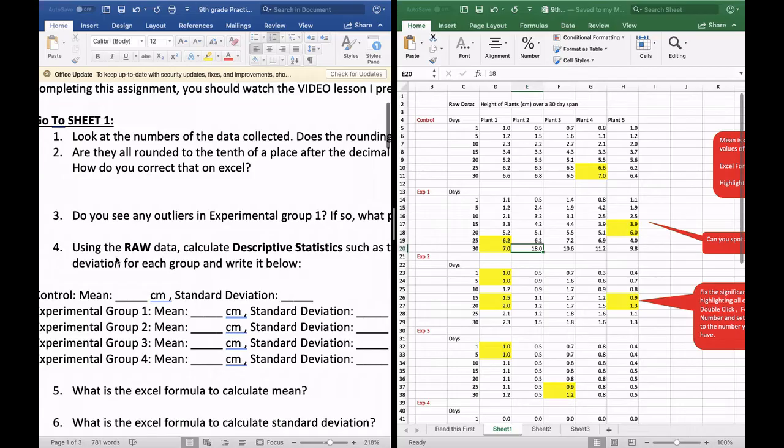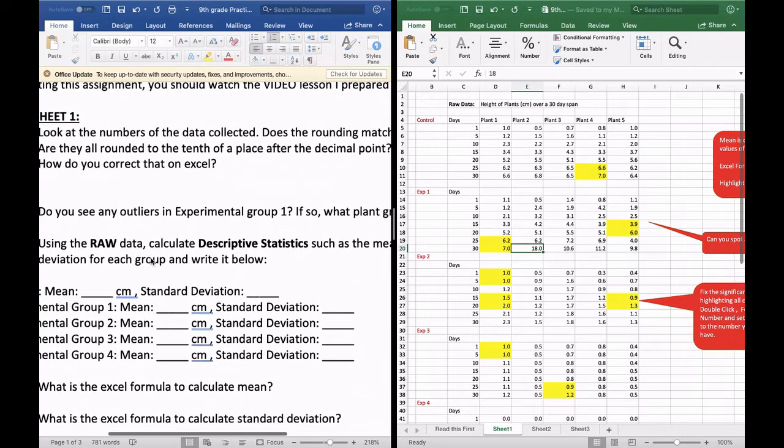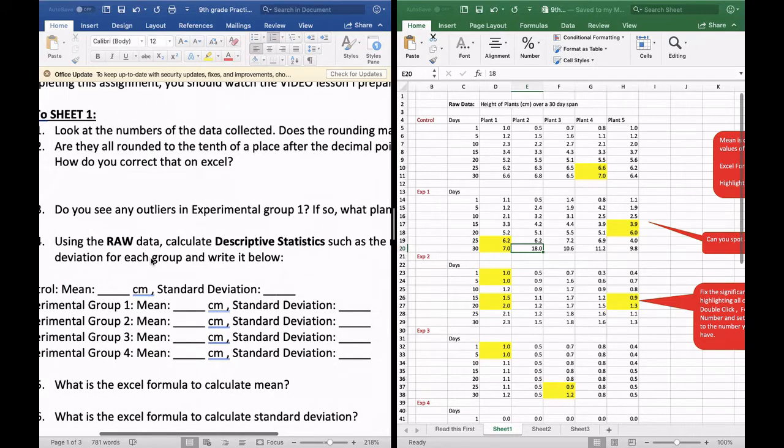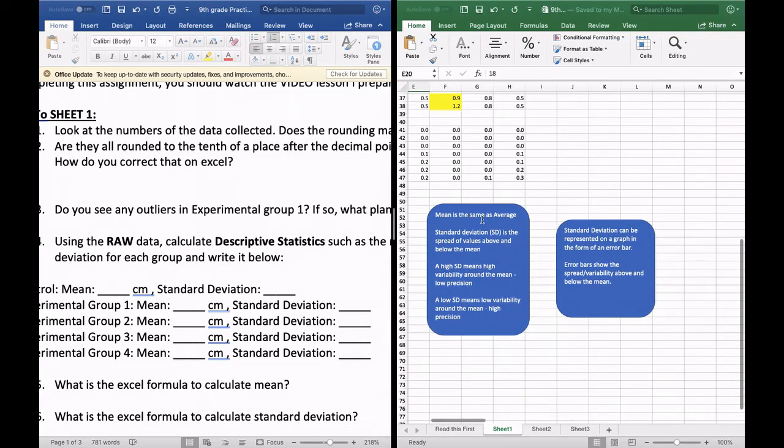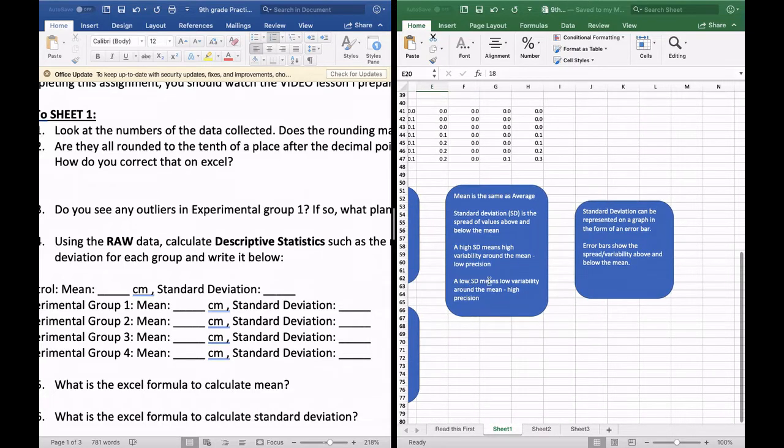So question number 4 is asking you to use the raw data and calculate descriptive statistics such as the mean and standard deviation. So that's what we mean by descriptive statistics. The mean is the same thing as the average, and the standard deviation is the spread of values above and below the mean. So a high standard deviation means that you have high variability around your mean. That means that your results were pretty much all over the place, right? There were results that were above the mean and there were results that were below the mean. A low standard deviation means low variability.